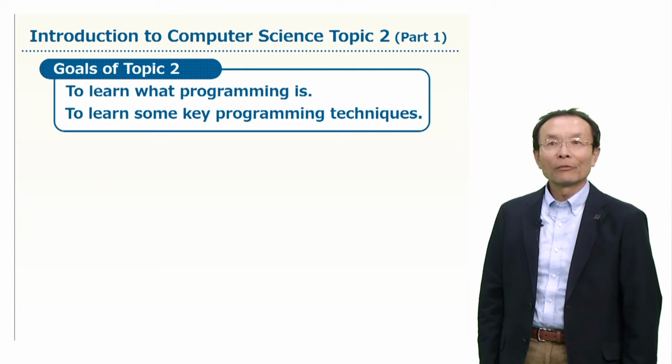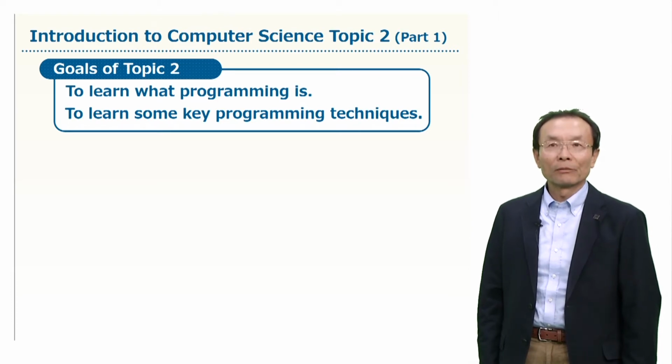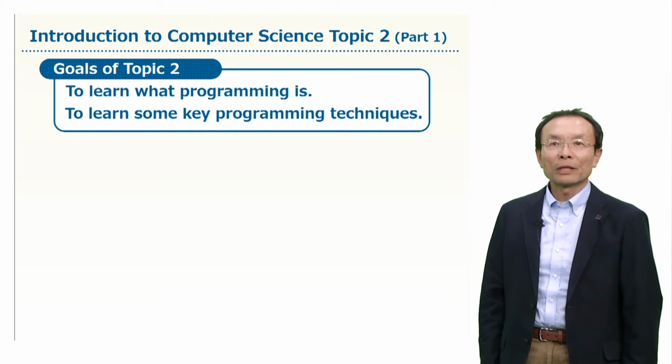Hello, everyone. We are now going to start topic 2 of Introduction to Computer Science. The goal of this topic is to learn what programming is. In topic 1, we studied what computation is. We learned that computation is created by combining various basic elements, the elements of computation. The written instruction for that combination is a program. Programming is to create that program.